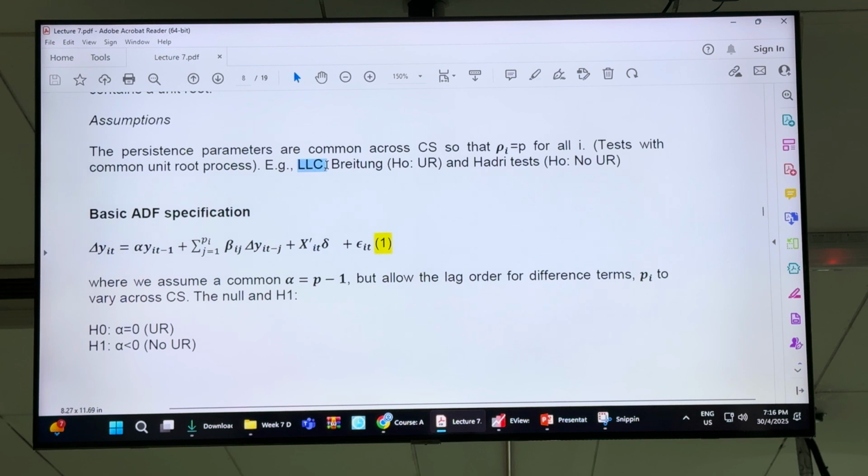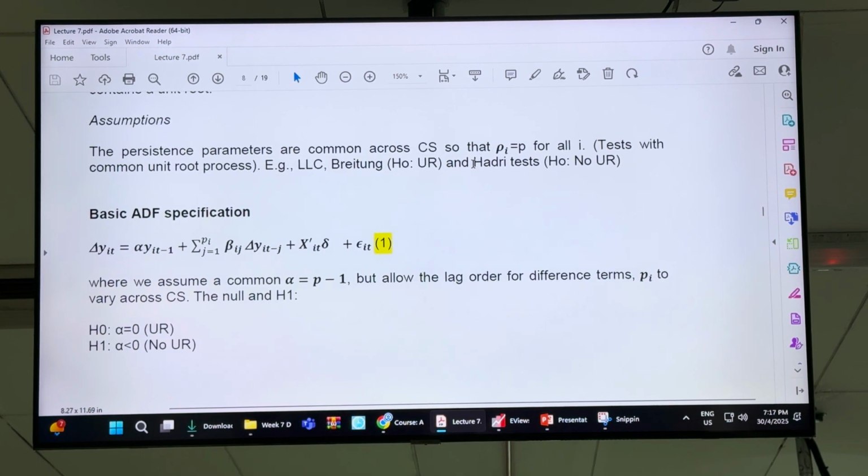For example, the tests for LLC, Breitung, and Hadri, for these three tests, these are the assumptions: rho i equals rho for all the cross-sections. Our test equation is the ADF specification. So what is the null hypothesis? Again, similar to the conventional univariate unit root test, the null hypothesis is a unit root, because we are testing whether this one is significant or not. If this is not significant, so we fail to reject, then we say it's a unit root. If it is significant, then we reject it, so there is no unit root. If the test is significant, there is stationarity.